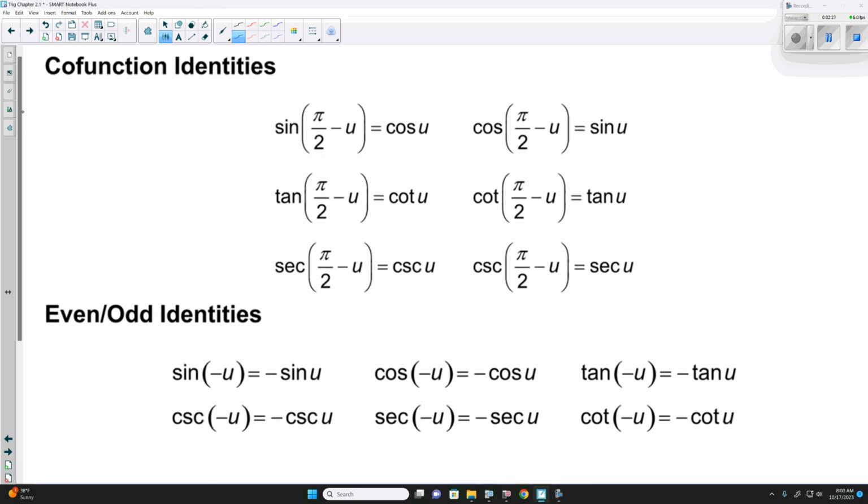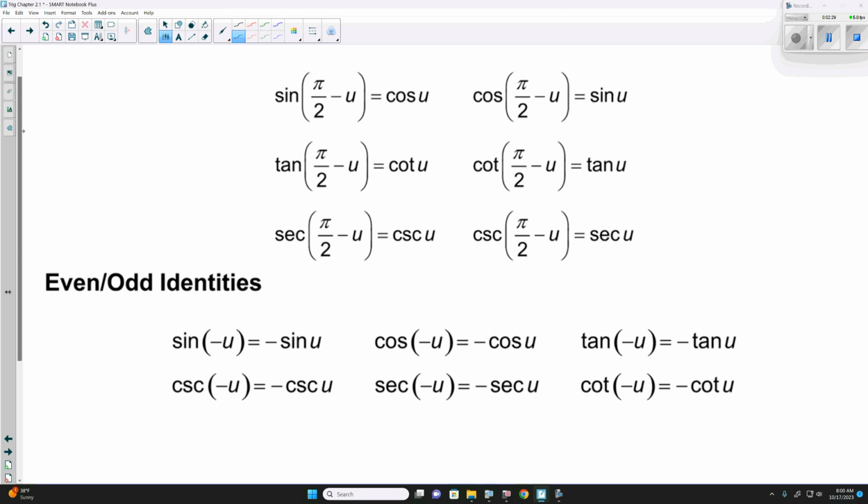Now we have our cofunction identities. Sine of pi over 2 minus u is equal to cosine of u. And the rest of these here, really pi over 2 again is the same as 90 degrees. So we're really saying sine of 90 minus theta is equal to cosine of theta. We have these here.